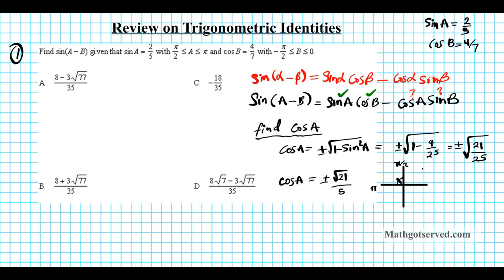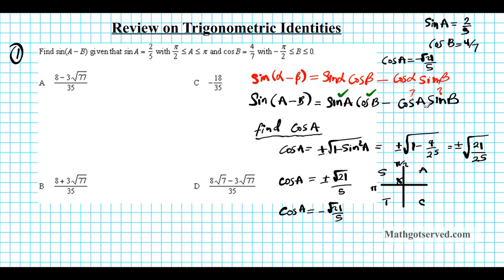And we remember that all students take calculus. This S means that only sine and its reciprocal cosecant are positive in this quadrant. So cosine is neither of them, so it's going to be negative. So we can conclude that cosine A is negative root 21 over 5. Okay, let's put that up here. Cosine A equals negative root 21 over 5.